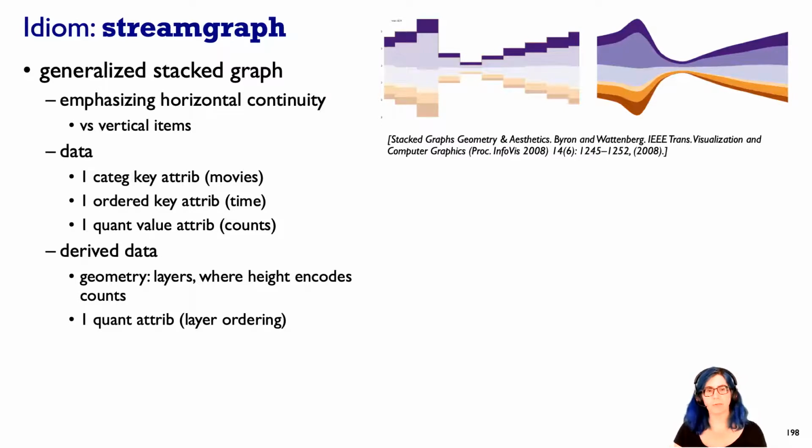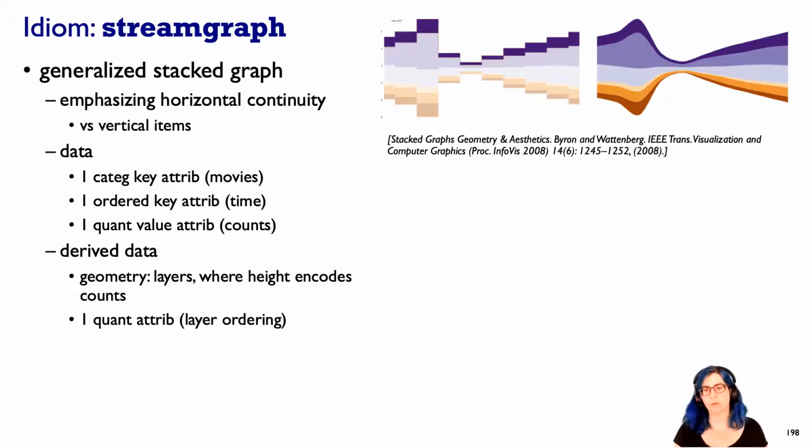And what's interesting about what they've done is they have derived geometry where they're making these layers, really emphasizing horizontal continuity across these horizontal layers, as if they had a bunch of stacked bars where they made sure to have the same order of the stacks. And so you're able to get this sort of perceptual sense of when the layers are large and when they are smaller. So the derived data is this geometry of the layers, where the height of the layer encodes counts. Now, you're not really able to get high precision data out of this.